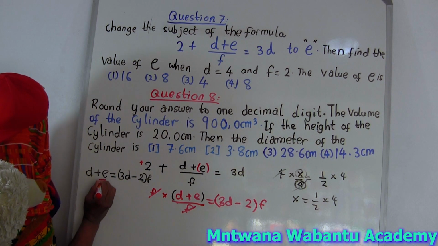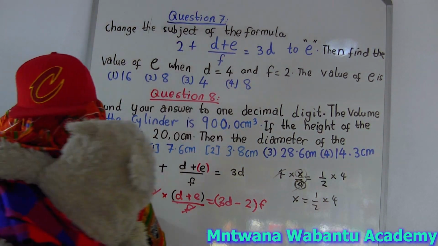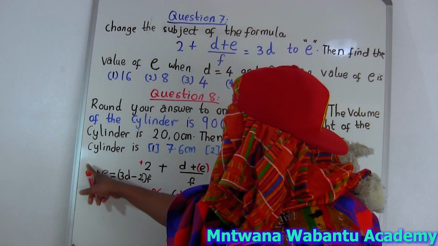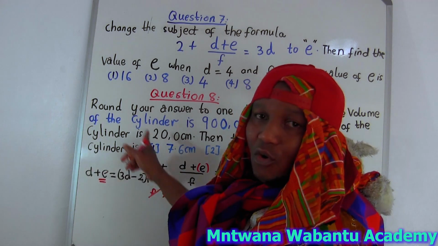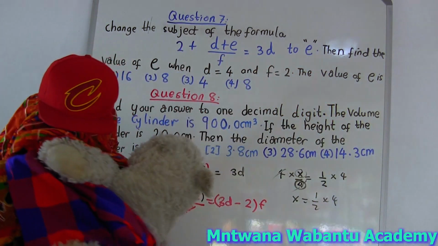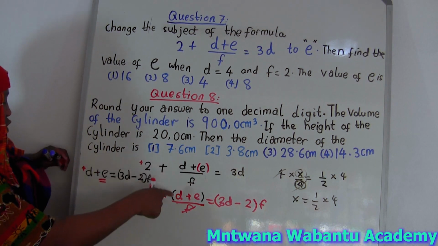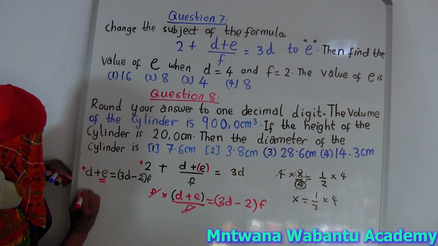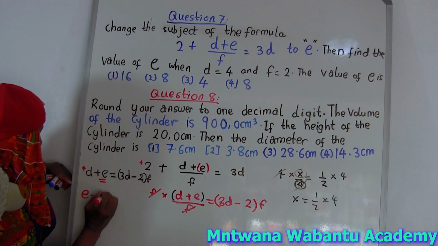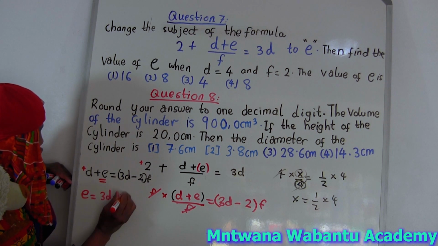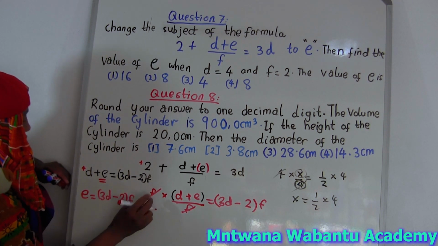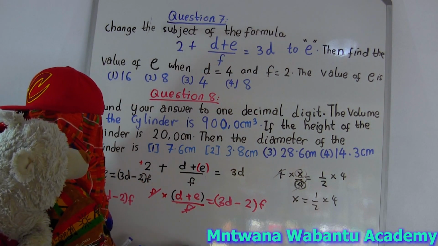Now I want to be left with E. So I don't need this D. Where is it going to go? This D is going to go over. If it doesn't have a sign, the sign is positive, because you look at the sign on the left. So it's going to go over, and only E will be left on the left. Here we're left with 3D minus 2F. Let me make a space here.